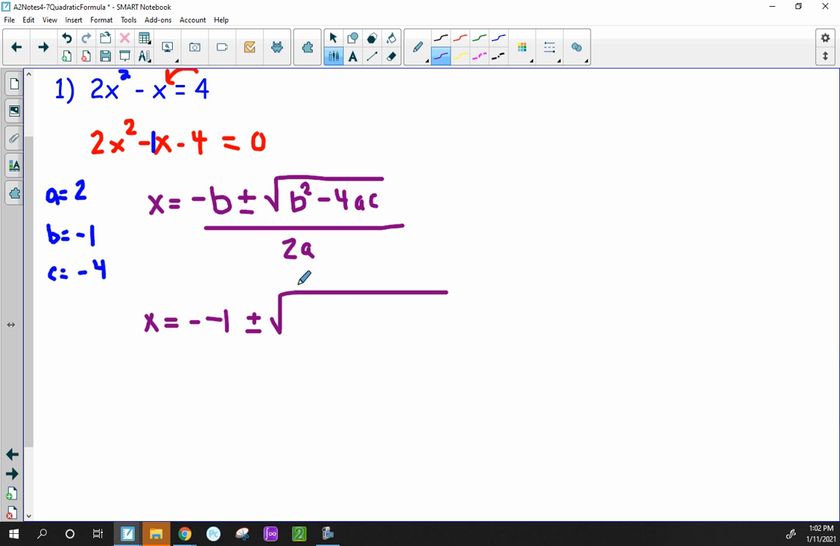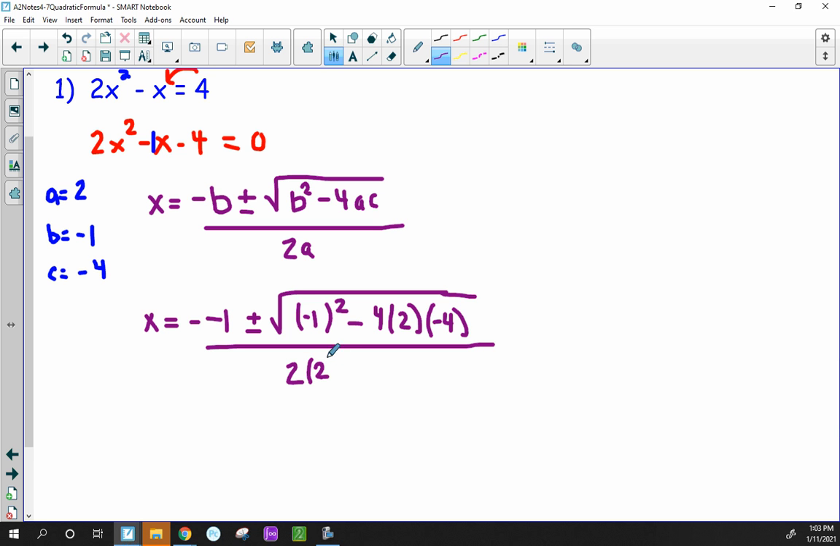On this part right here, please make sure you always get yourself in the habit of using parentheses and writing it like that. The b, again, in this problem is -1. Then my minus sign. Then 4 times the a, which is 2, times the c, which is -4. All divided by 2 times the value of a, and in this problem, a is 2.